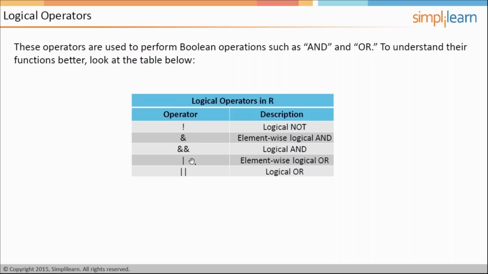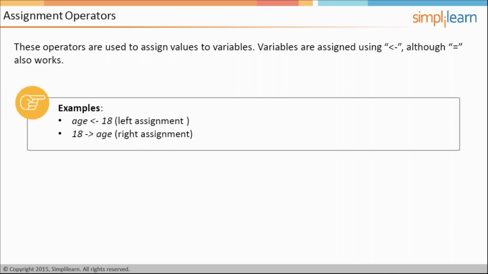The same thing would be the case for an or, where you have a pipe, also known as a vertical bar, for the element-wise or, and for set-wise you have 2 pipes.